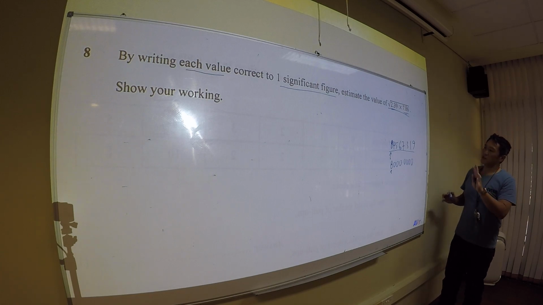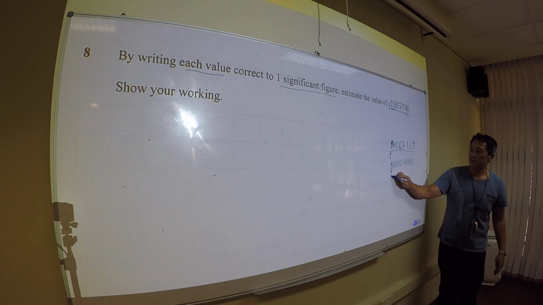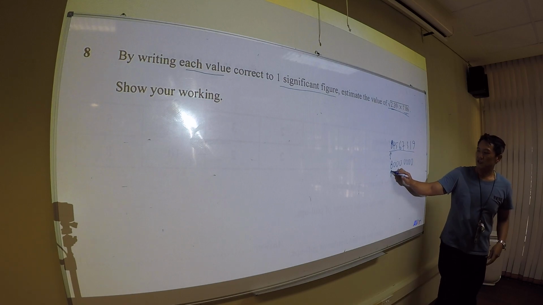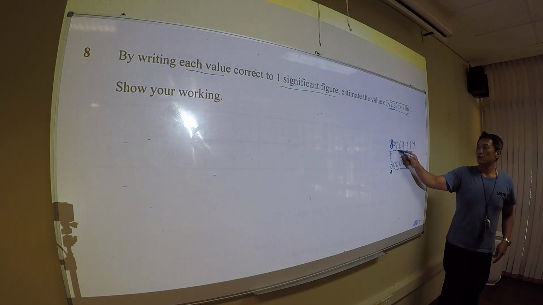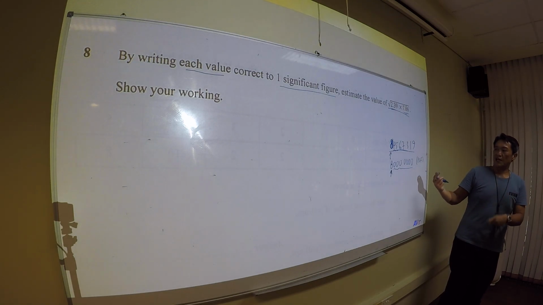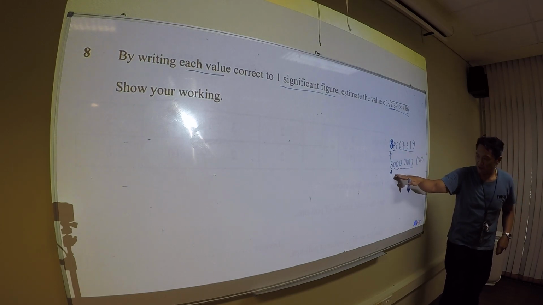So for all numbers also same. The digit that is to the left is the most significant one. So if I want one significant figure, I will keep the first number. The rest, never mind, just put 0. So this is 1SF. This is the most rough.